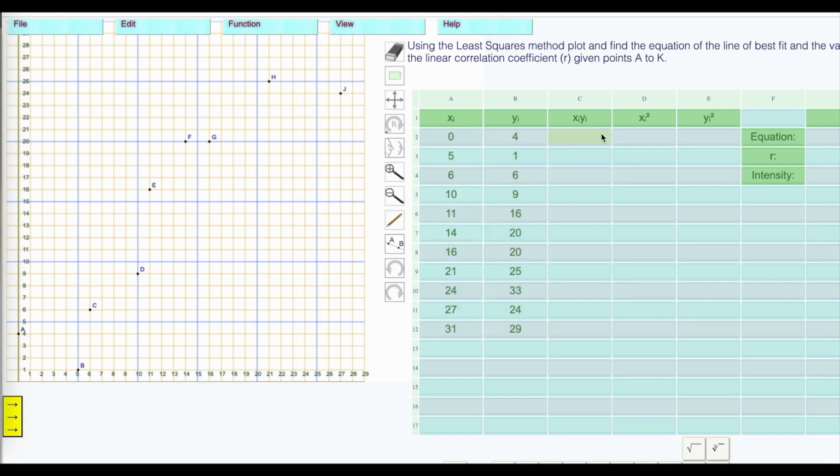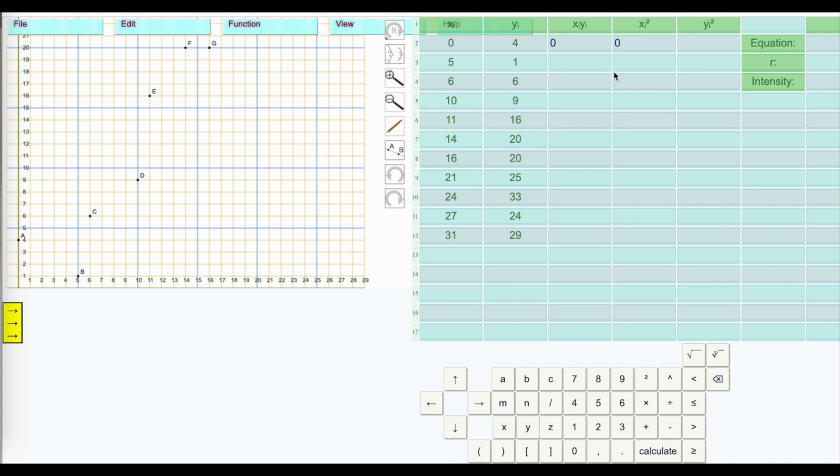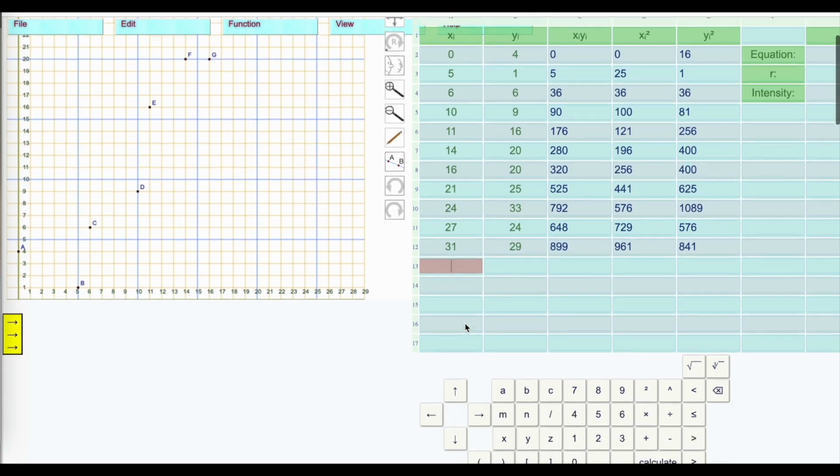Then I want to figure out all of these values. The x times the y is the x times the y, which should give us 0. The x squared is the x squared, which should also be 0. And then fill that across. That should give us 16. Then fill that down. Then I want to get all of my sums.